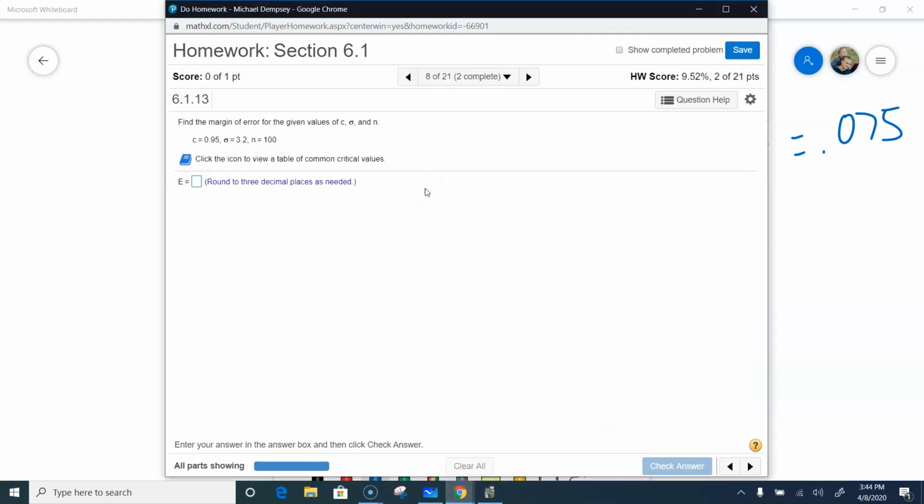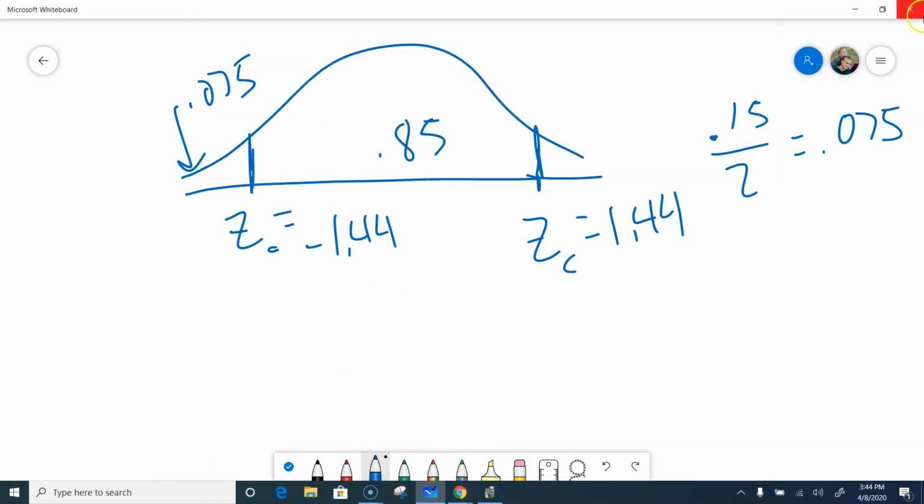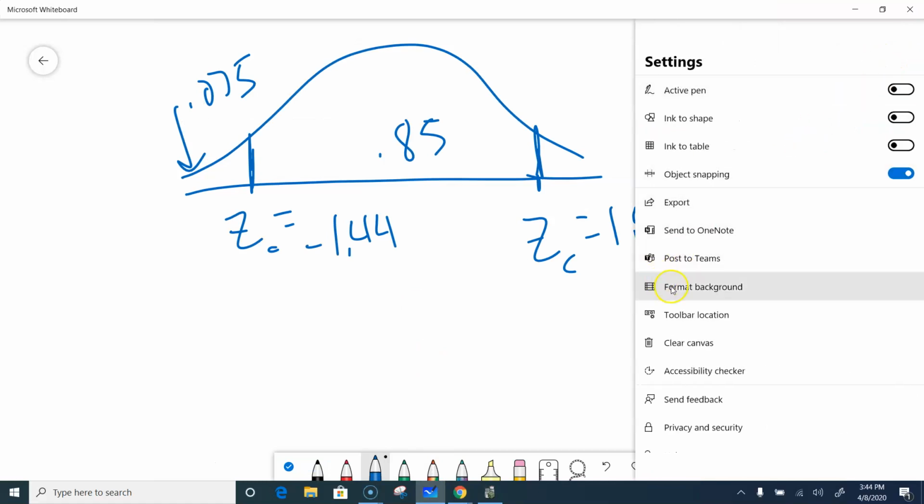Okay. So here we have the margin of error, and we want to find it, right? So the confidence level is 95%. The value for sigma is 3.2, and the sample size is 100. Okay. So they want the margin of error. So remember, the margin of error is what we would add and subtract to the confidence interval to calculate it.